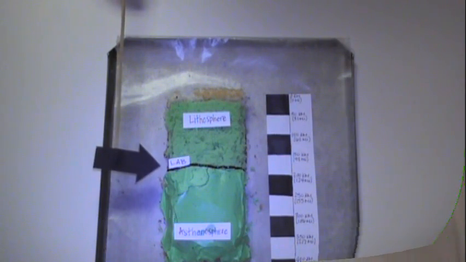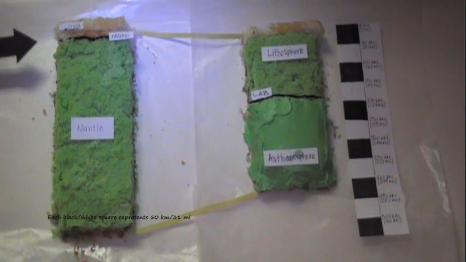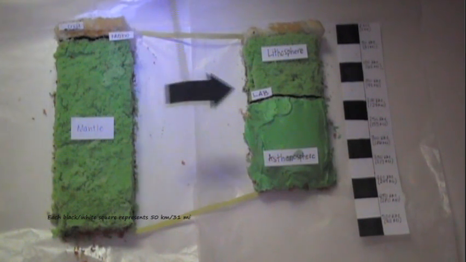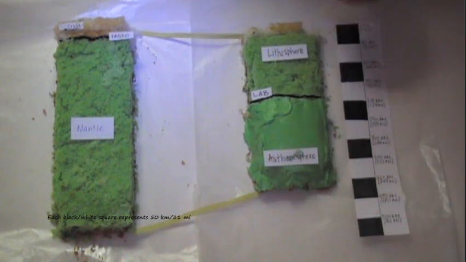Now, let's look at them side by side. Here is a side-by-side comparison of what we've already seen. So this is the moho, and it's a chemical boundary, and this is the LAB, and it's a physical boundary. Hey, now you're getting it. It's not that hard.